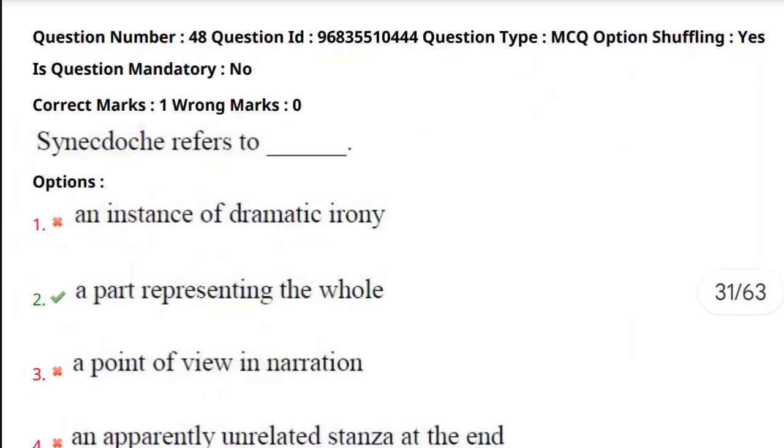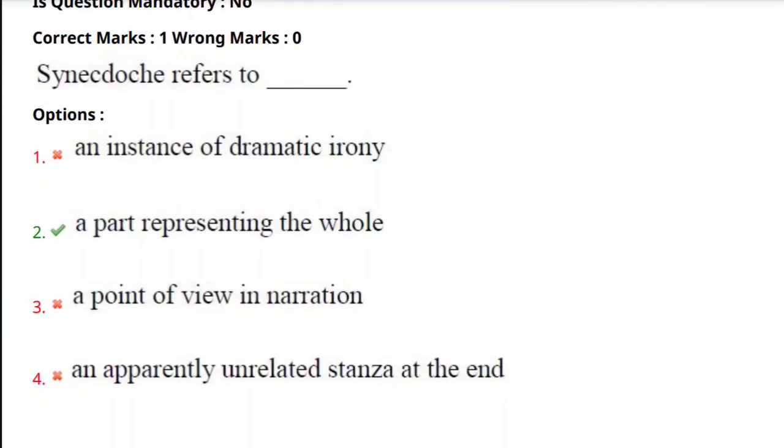Let's move towards next question. Synecdoche refers to a part representing the whole. So the words which we use to represent the whole, then we call it synecdoche. The correct option here is a part representing the whole. The remaining options are not correct. An instance of dramatic irony, a point of view in narration, an apparently unrelated stanza at the end. These are not related to the word synecdoche. Synecdoche means a part representing the whole.